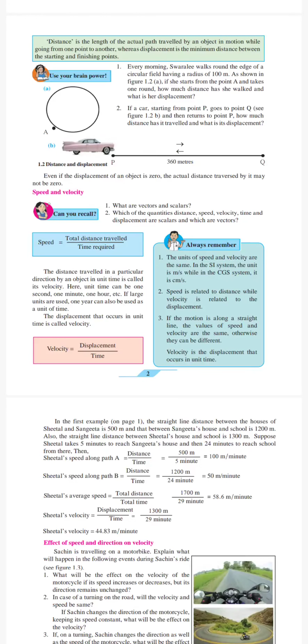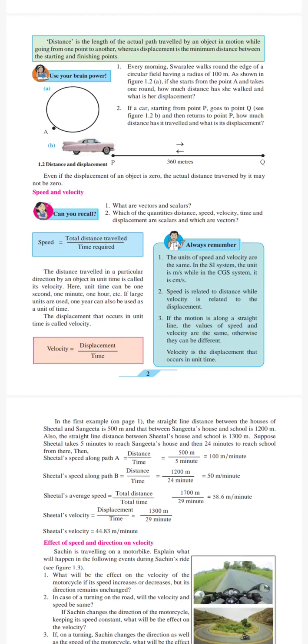What is speed? But see the first question: what are vectors and what are scalars? First you have to understand what is scalar. Scalar is only magnitude. But in the case of vector, it is magnitude and also direction. In the case of vector, magnitude as well as direction will be there.